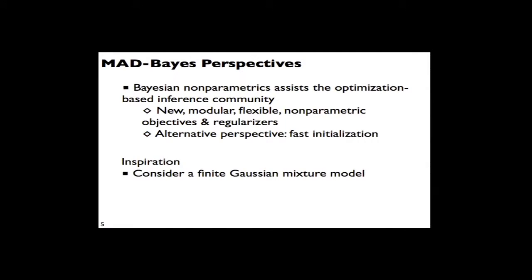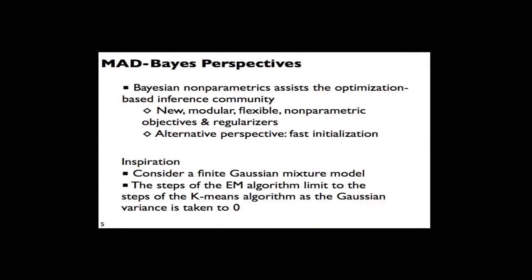OK, so what is MAD Bayes? Let me first talk about an inspiration for using MAD Bayes. Consider a finite Gaussian mixture model. What I mean by that is I have K clusters, and in each cluster, the data is distributed as a normal distribution around the cluster center. Then it's a classical fact that if I take the steps of the EM algorithm to learn the assignments of data points to clusters and the cluster centers, and I take those steps as the variance in the Gaussian goes to 0, as I take a limit, then they become the steps of the K-means algorithm.